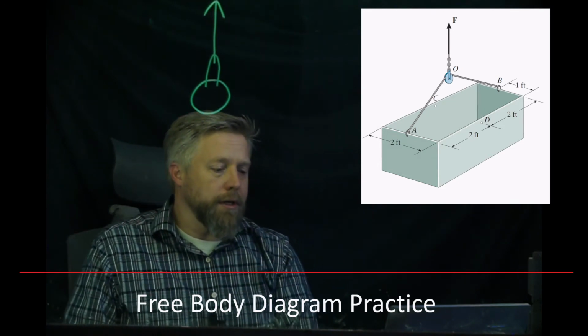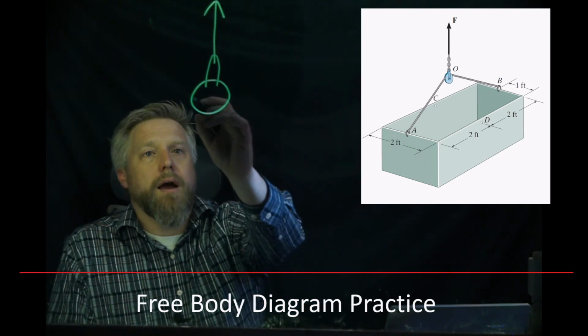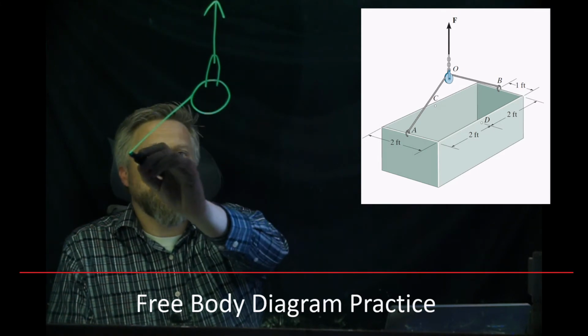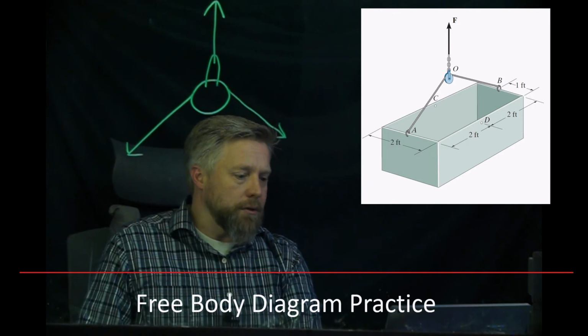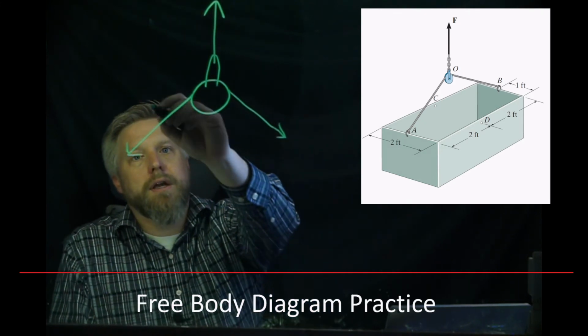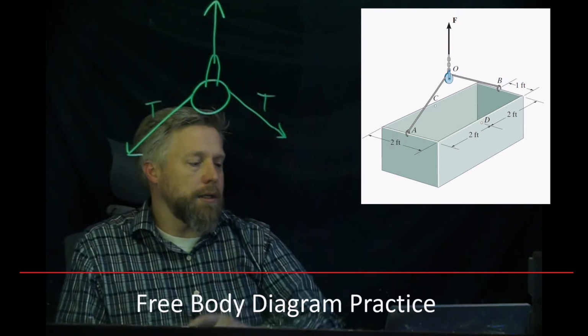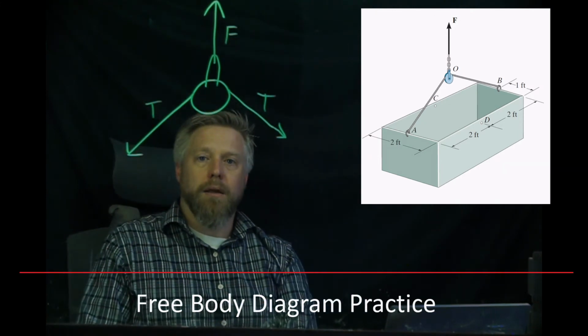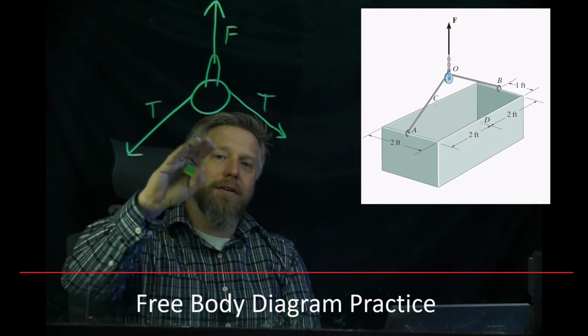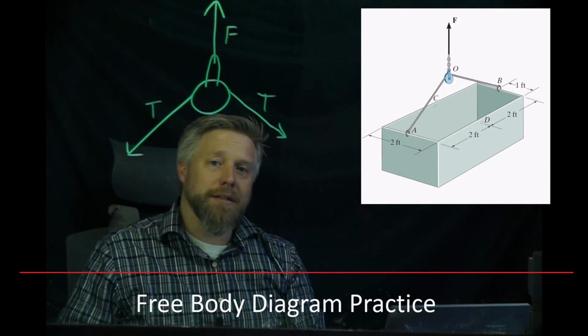Now here's where the pulley comes into play. I am going to draw two ropes, one here and one here. But because there's a pulley there, both of those are going to be the same. So I'm going to call this T, I'm going to call this T, and then the top one is already labeled as F. Okay? The free body diagram and the diagram are not the same thing.